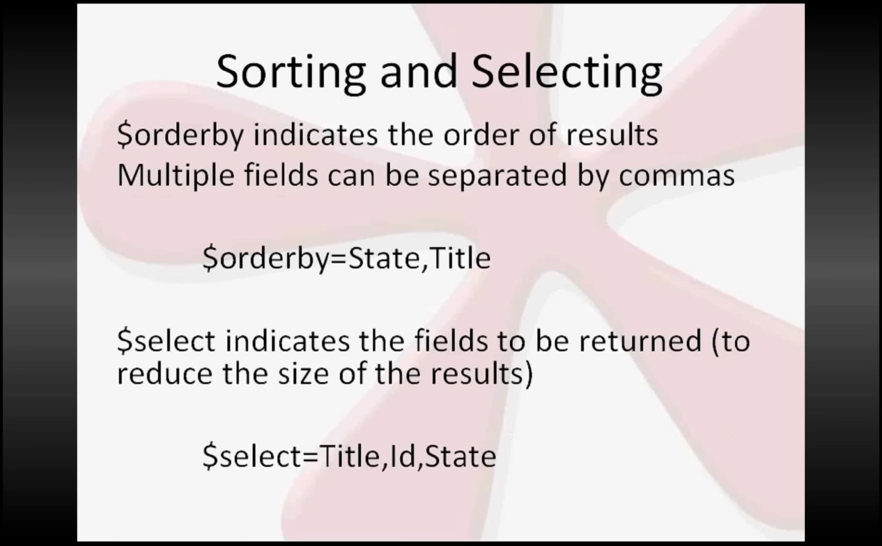So if I were querying a list that had title, ID, and state, if I queried it without the select option, it would include the modified date, the created date, the author value. But I don't need all those. I only need the title, and the ID, and the state. So I indicate those in a select option, and just get those.